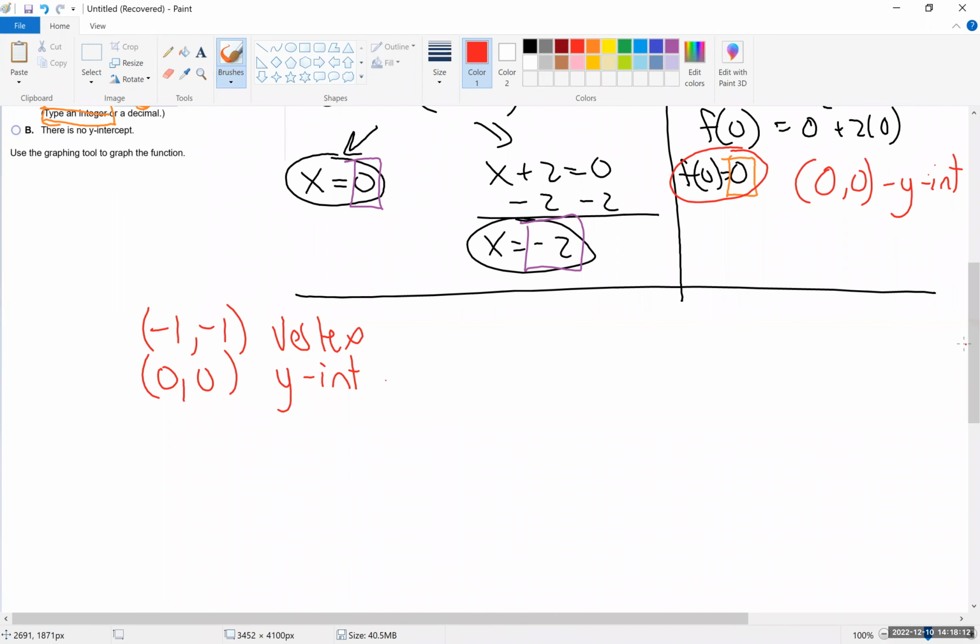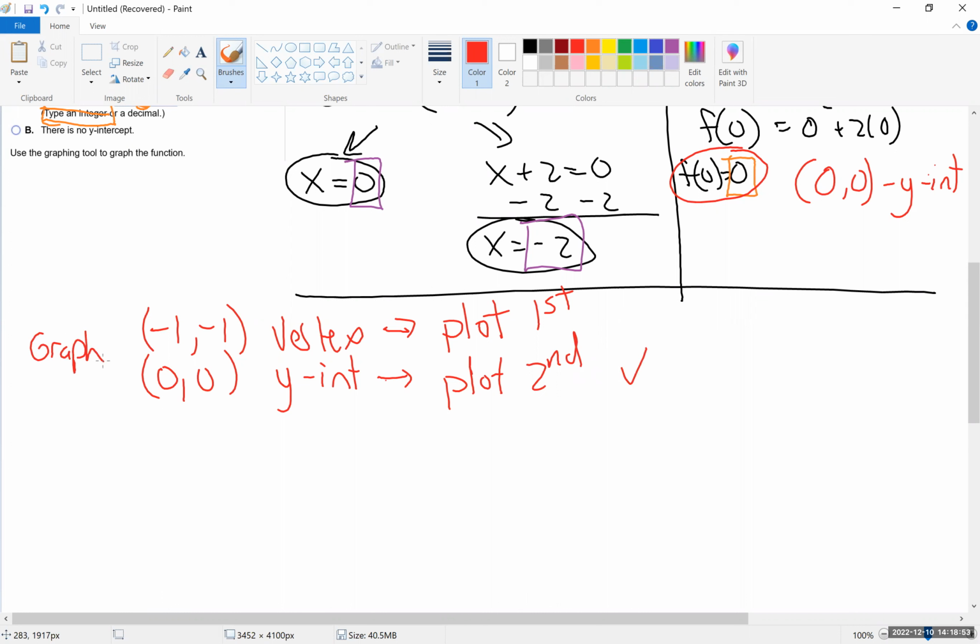This time, when you open up the graphing tool, it will already be a parabola for you, most likely. You don't have to select the parabola. But what you need to make sure you do is plot the vertex first. Then after you plot the vertex, you plot the y-intercept second. And it will create the parabola for you. And then that's it. You just save it. So this is for the graph.